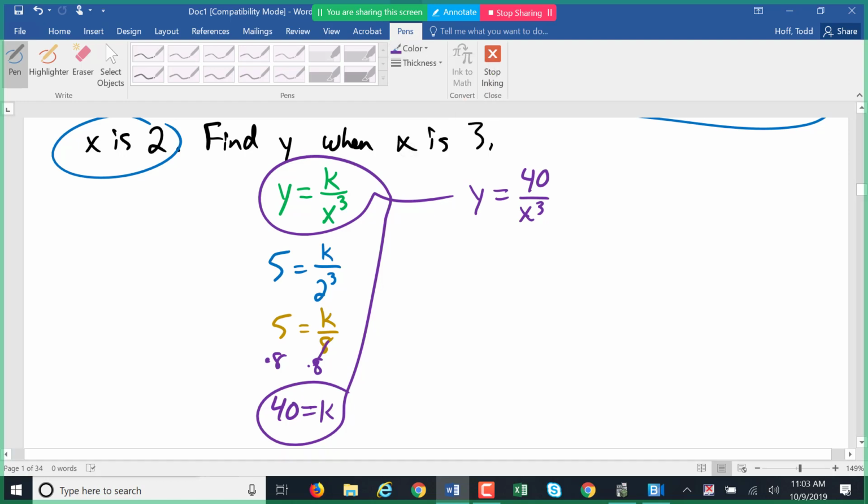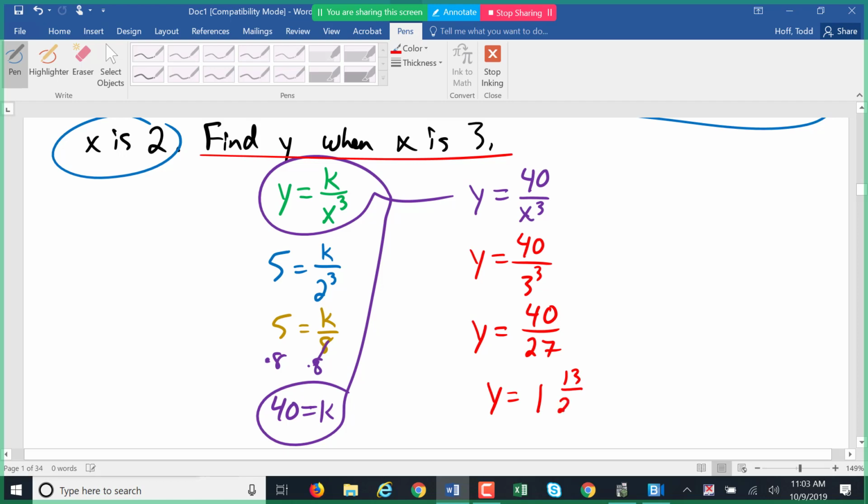Then it asks us to find y when x is 3. So I put 3 cubed in there. That's 40 over 3 cubed, which is 27. So y is equal to 1 and 13/27. Any questions?